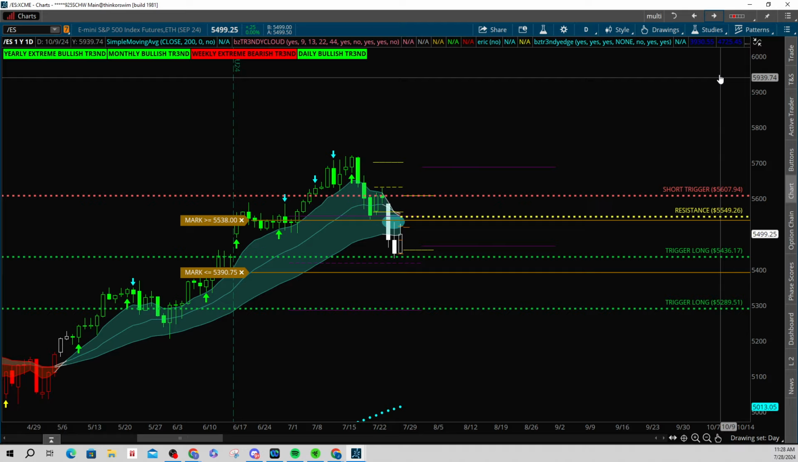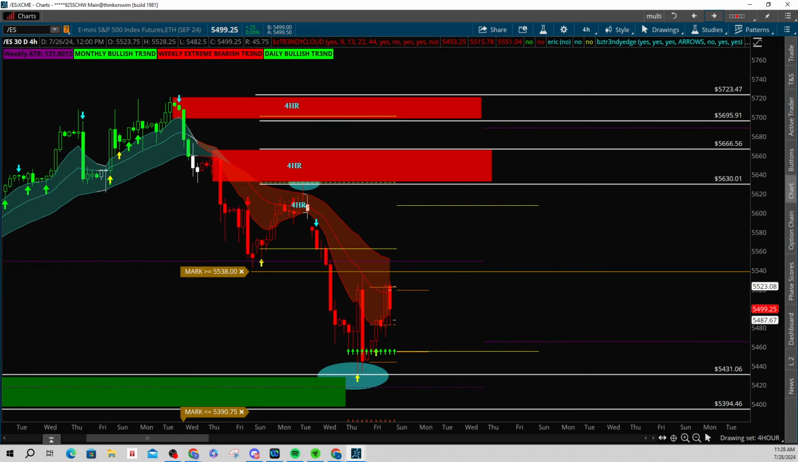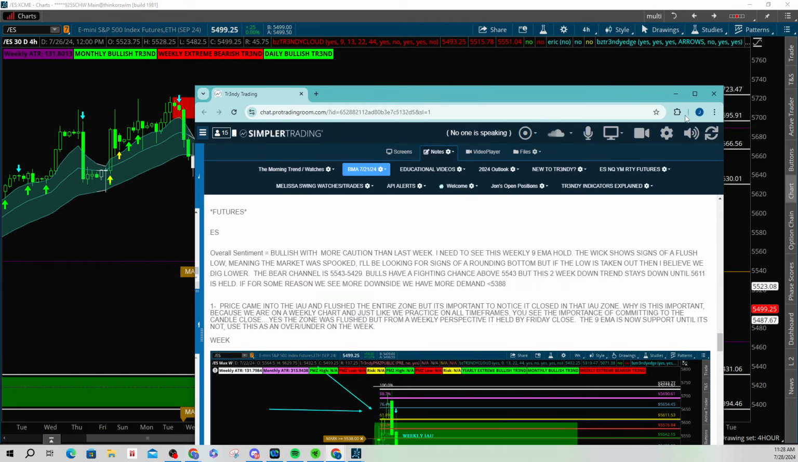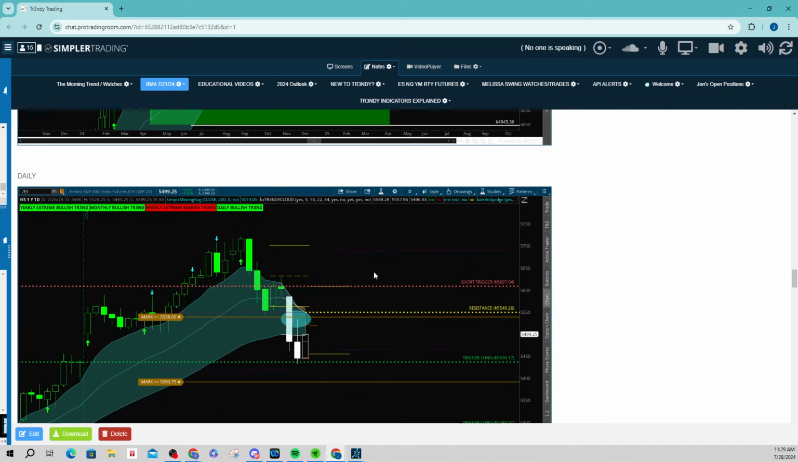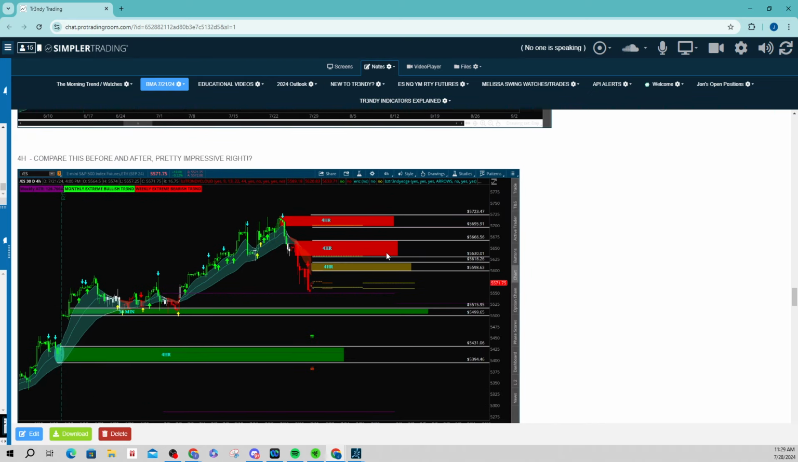Okay. All right, let's go ahead and move on to the 4 hour. Now, this is really important because I wanted you guys just to see how beautiful these are. So compare this before and after. Pretty impressive, right? So you'll notice here that we had a 4 hour zone here, and then we had a 4 hour buy zone. Why is this important? We had a 30-minute here that was tested over and over. Remember, the more we test, not great. When we have something fresh, it typically will turn into something good.